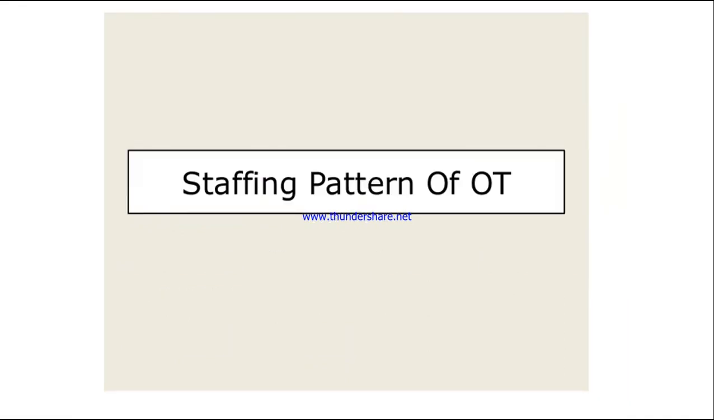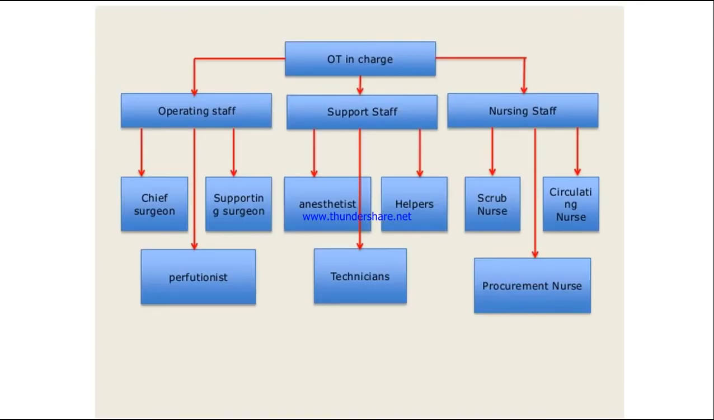Now coming to the staffing pattern of OT. So this is the staffing pattern, OT in charge. Under it we'll have the nursing staff, the operating staff and the support staff. Within the nursing staff, there is a scrub nurse, a circulating nurse, and also a procurement nurse. Then under the support staff, there is the anesthetist, the technicians and the helpers. And operating staff, we have the chief surgeon, the support surgeon and the perfusionist. So these are some of the staff members of OT.